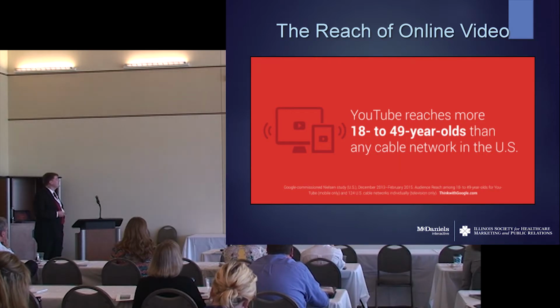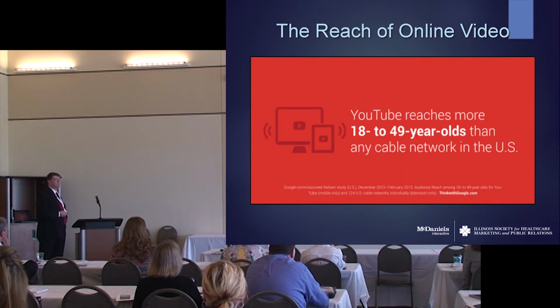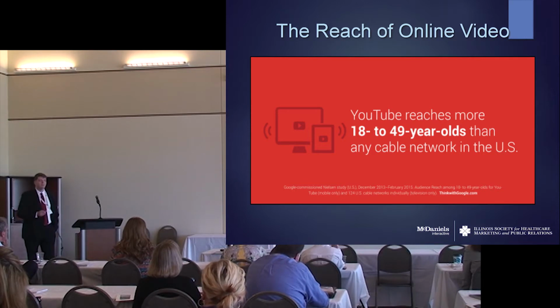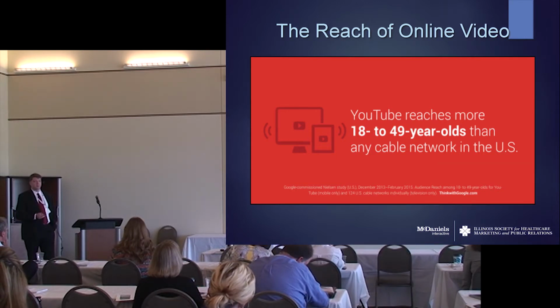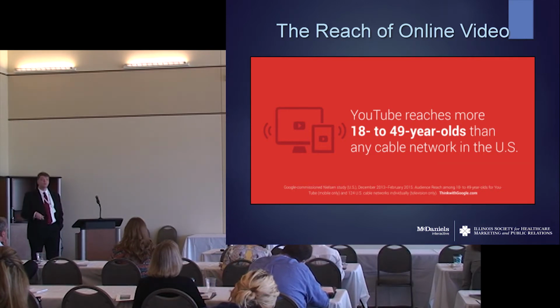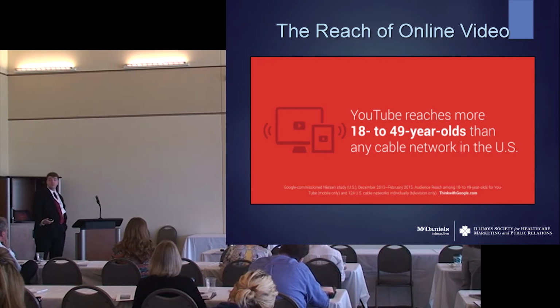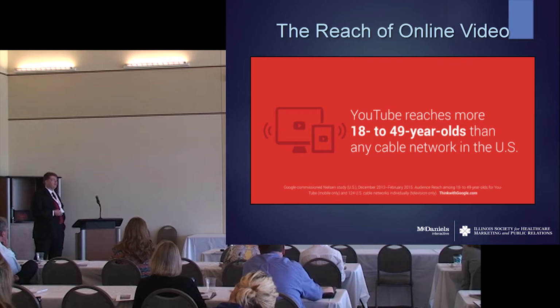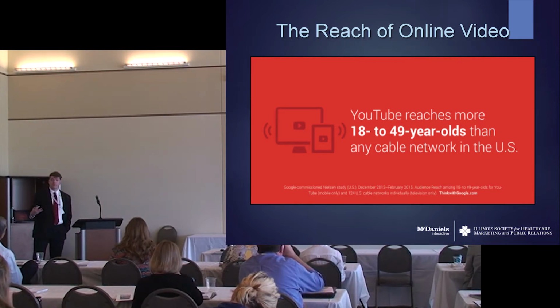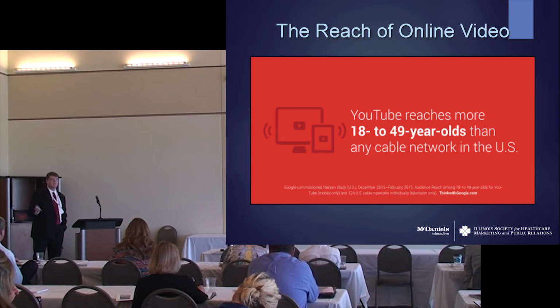YouTube reaches more 18 to 49-year-olds than any cable network in the U.S. There has been a tendency, especially to target millennials, that you're seeing more and more YouTube channels emerging. Things like Geek and Sundry is a great example. It's a YouTube channel. They produce television-style programs, but they're only on YouTube. There's no broadcast feeds behind it.